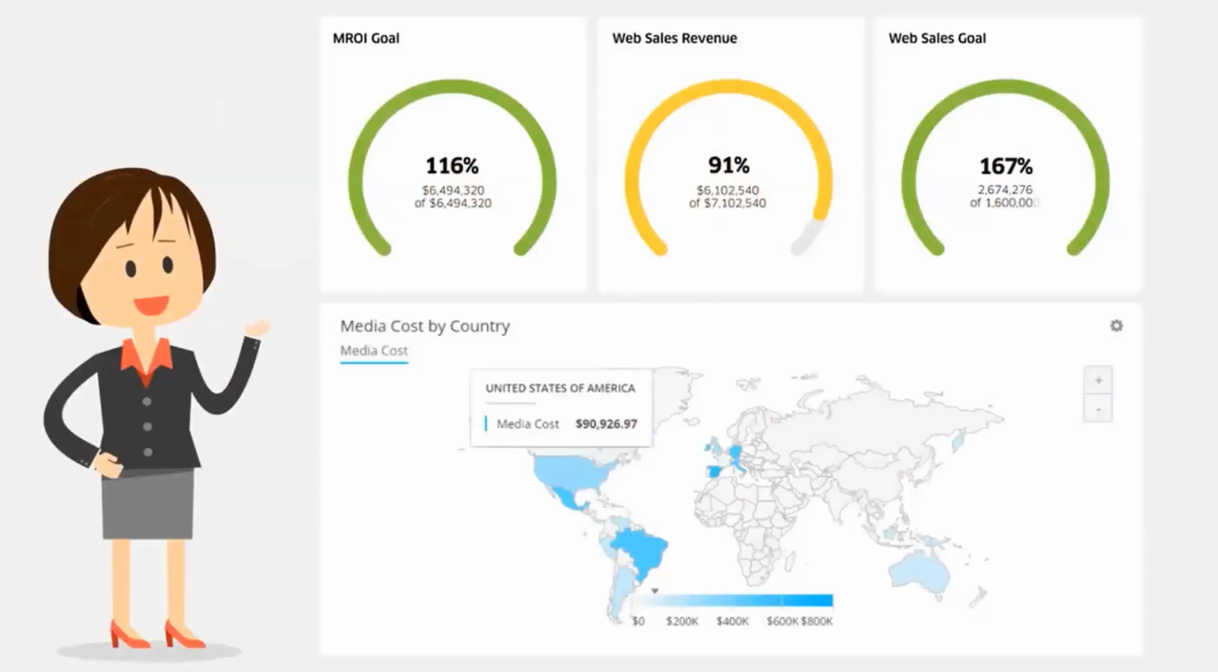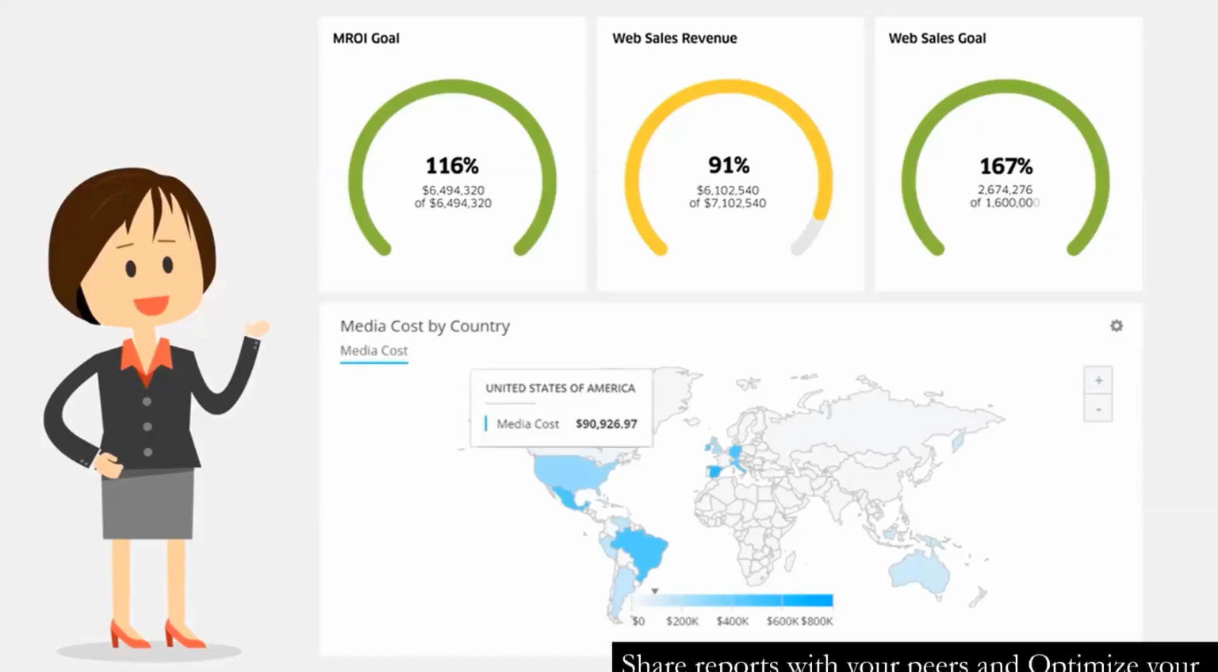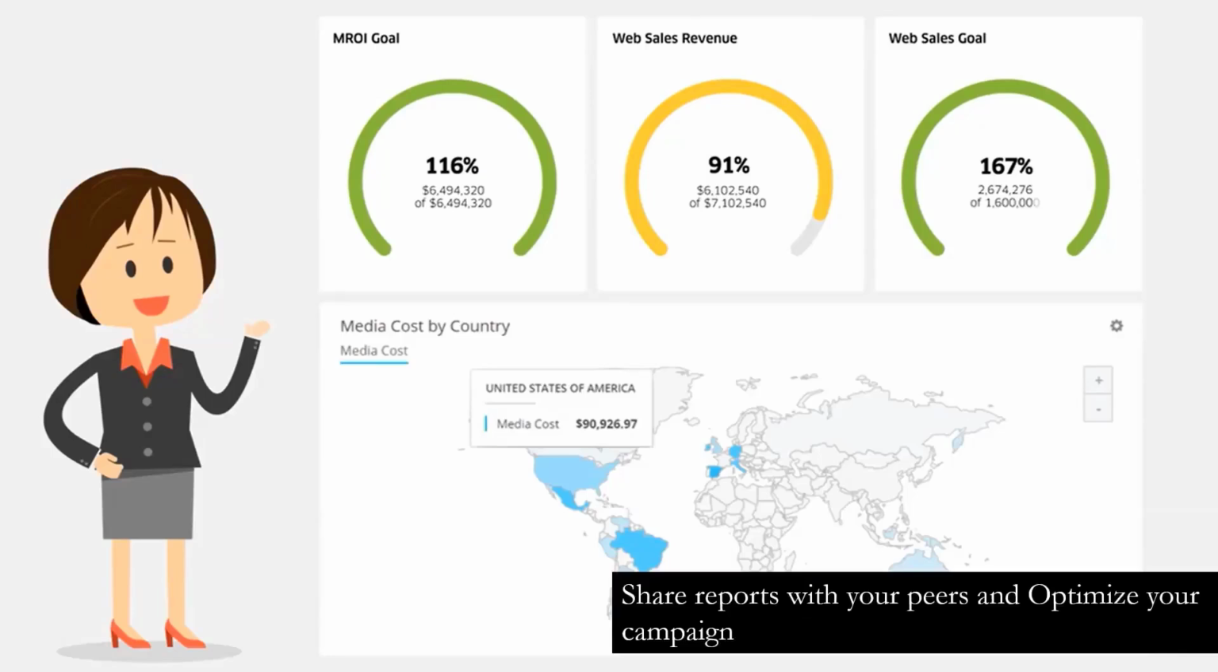Datorama has advanced visualizations. You can go ahead and look at your revenue, your sales goals, your ROIs. It has widgets which give you a geographical view, showing how your media cost or your spend is spread across the various countries, continents or whatever the targeted areas are. You can have the advanced visuals in Datorama. You can share reports with your peers and you can optimize your campaigns.